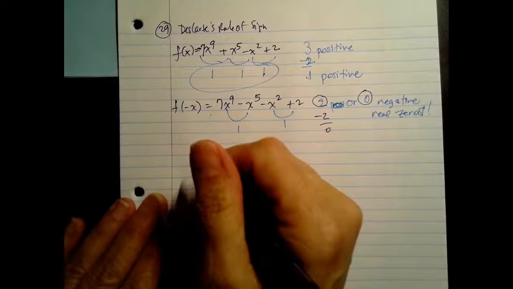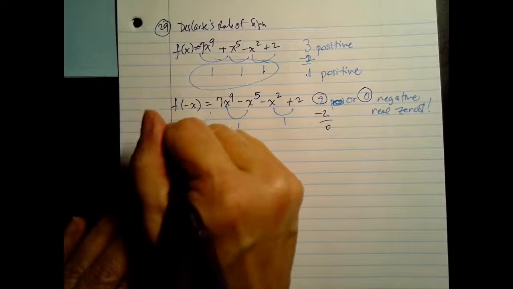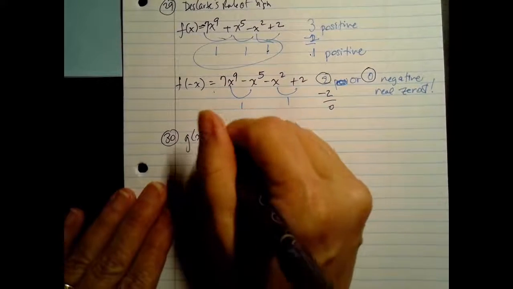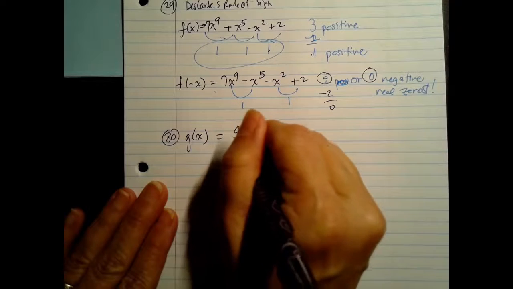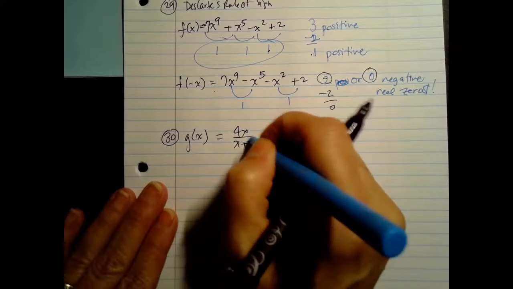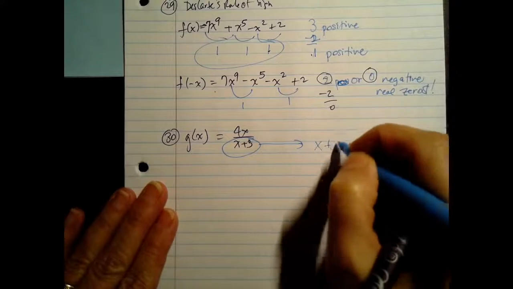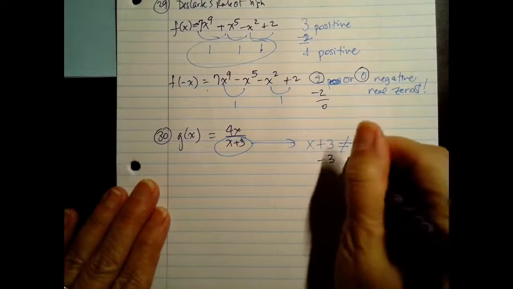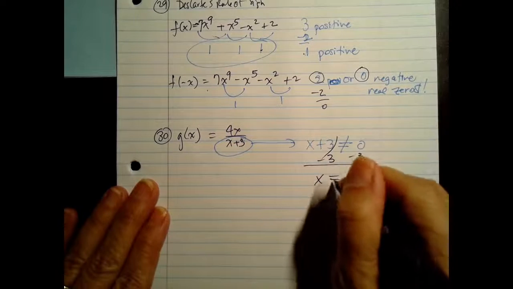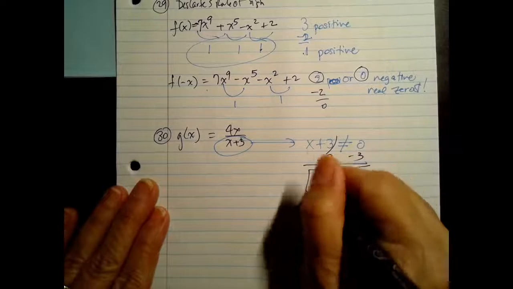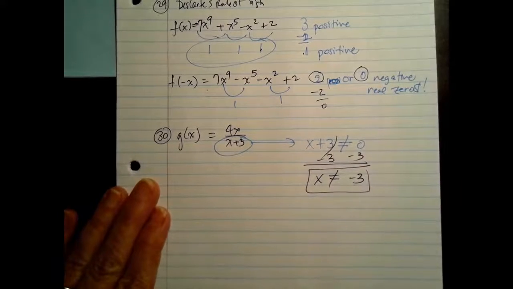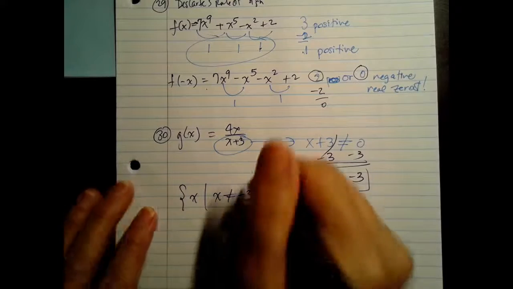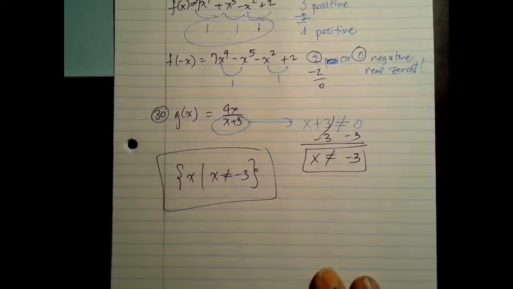Okay, number 30. 30 is domain. So for domain, remember that the denominator cannot be equal to 0. So you just find what number makes it 0. So subtract 3, and so x cannot be equal to -3. So your domain is everything except for that. So it would be the set of x's such that x is not equal to -3. And that's your answer. Okay.